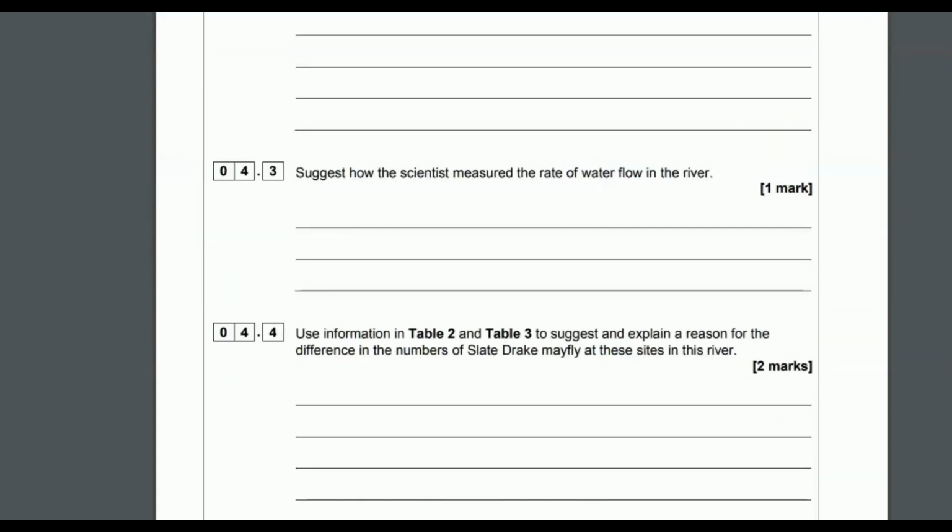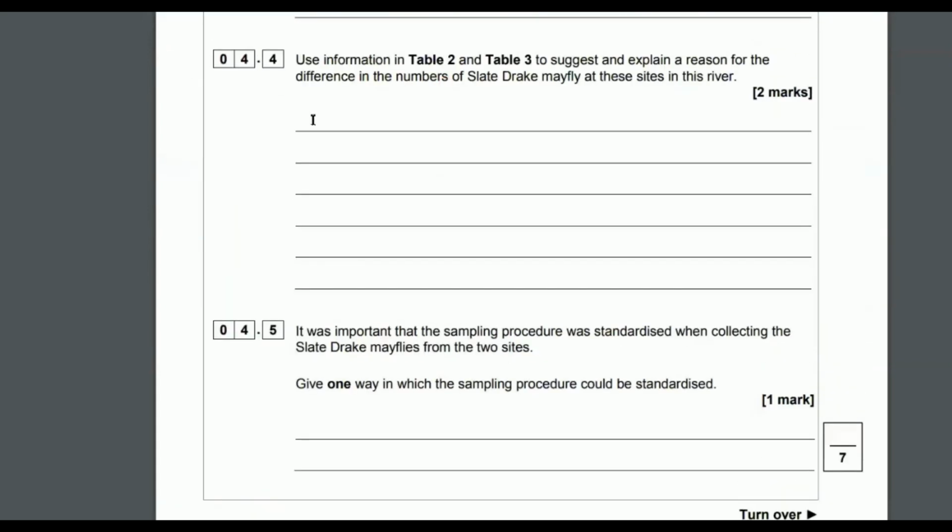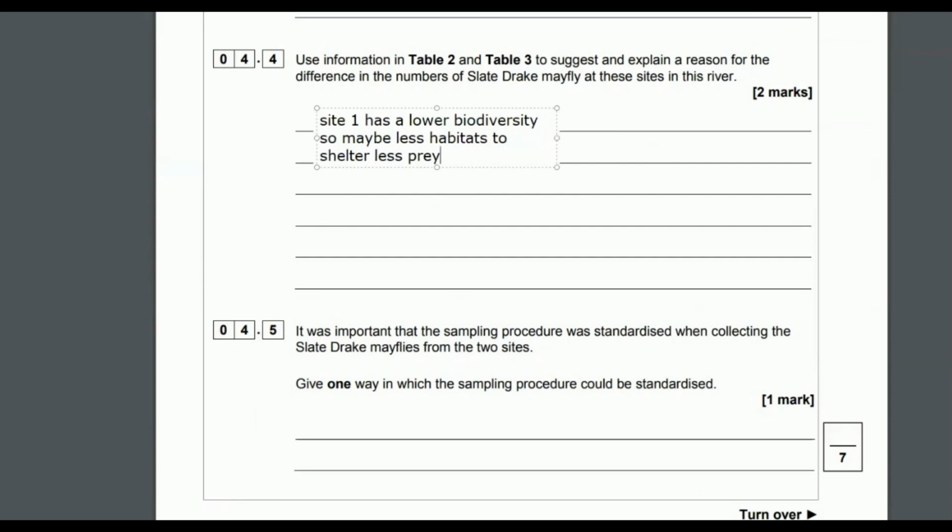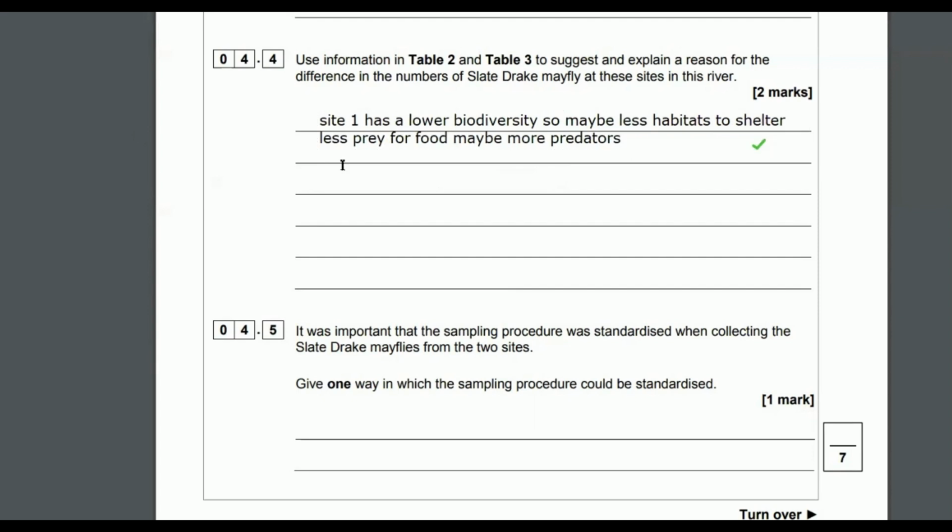How does that help the mayfly, there being a higher index of diversity? There was also a faster flow of the river. So first of all, site 1 has a lower biodiversity, or we could say the opposite and say site 2 has a higher biodiversity. So if it has a lower biodiversity, there's probably less prey. I wouldn't bang on about less habitats, it doesn't tell you that. It tells you that there's less prey, there's less organisms there, maybe less things to eat. Site 1 has less water flow, so the water is flowing more slowly. This means it's less oxygenated, so there's less oxygen in the water, which means there's less respiration.